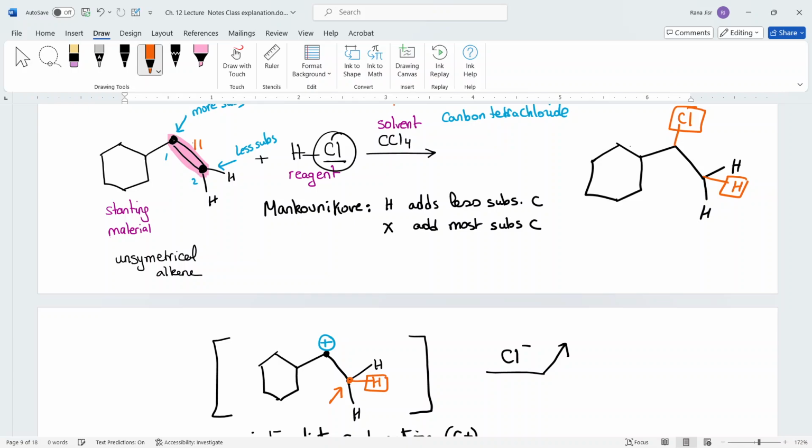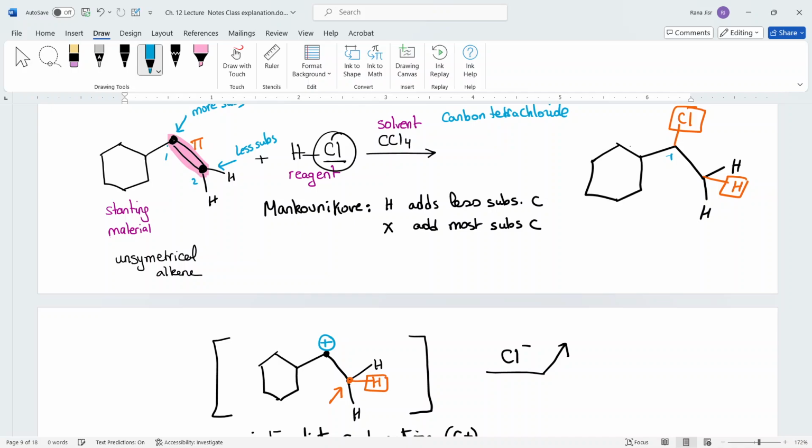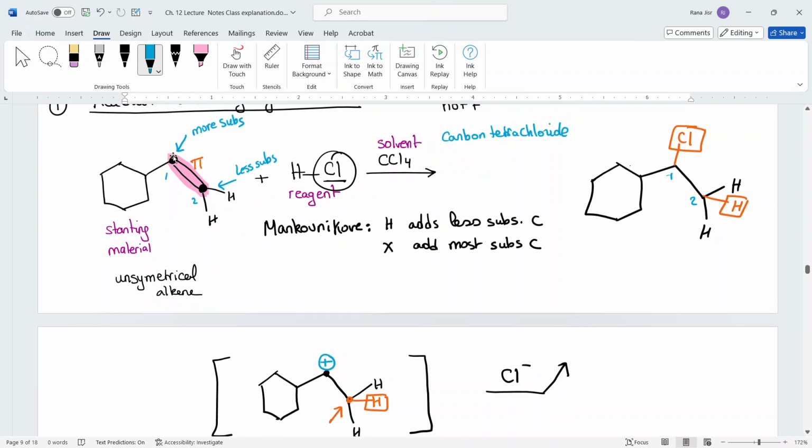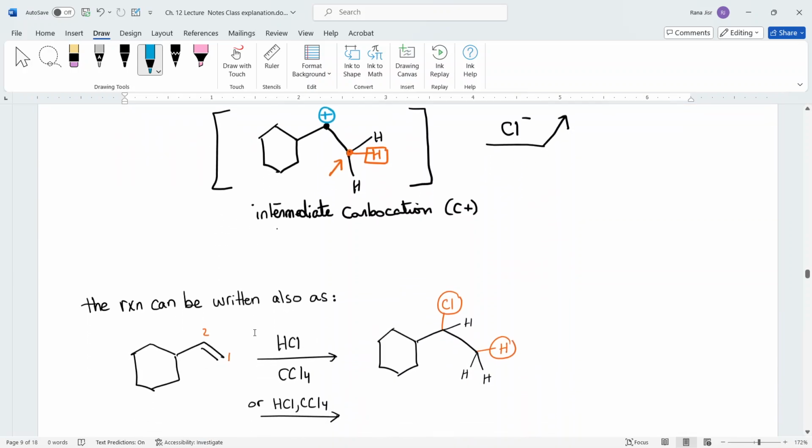I broke the pi bond. So I started with an alkene. My product has no longer an alkene between carbons, let's have the same numbering in there, between carbons 1 and 2. So between carbons 1 and 2, no longer I have an alkene in there. And then I applied Markovnikov. Hydrogen adds to the less substituted carbon, and the halogen adds to the most substituted carbon. You are responsible to know how to draw the intermediate of the reaction.